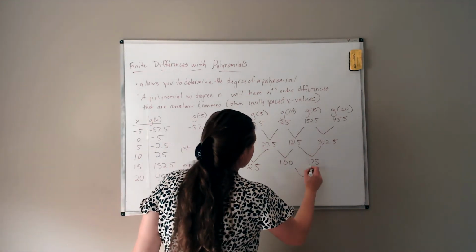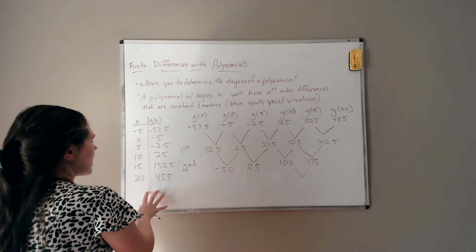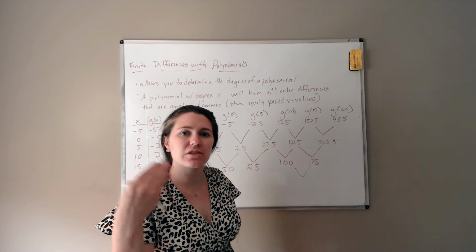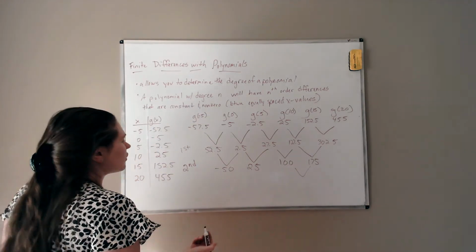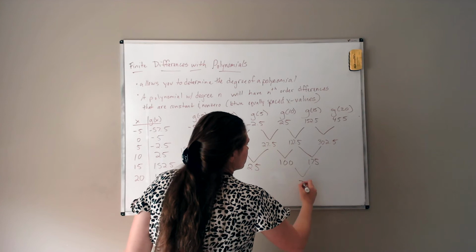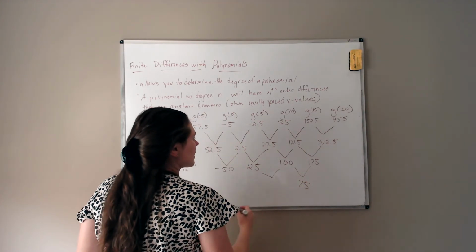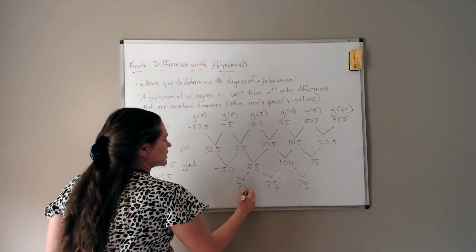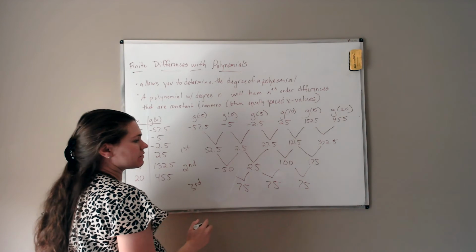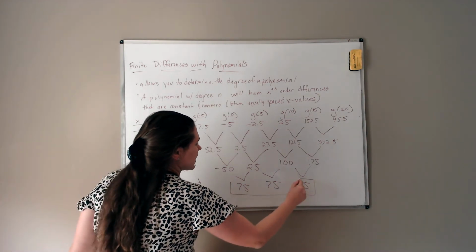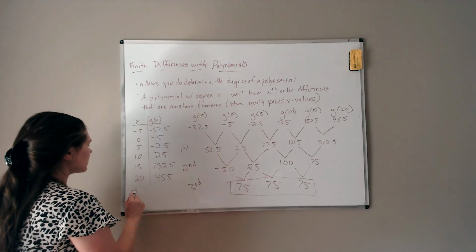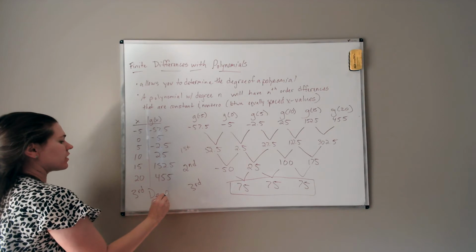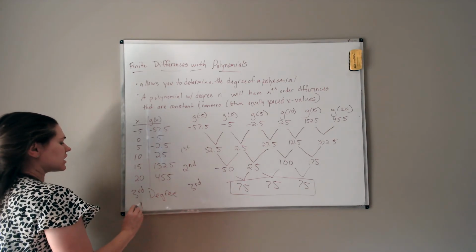So, keep checking. If this wasn't a polynomial's table, then this doesn't mean anything, because this is specifically finding the degree of a polynomial. So, 175 minus 100 is 75, 100 minus 25 is 75, 25 minus negative 50 is 75. This is the third order of differences. Are these all the same and not zero? Yes. That means this table of values represents a third degree polynomial.